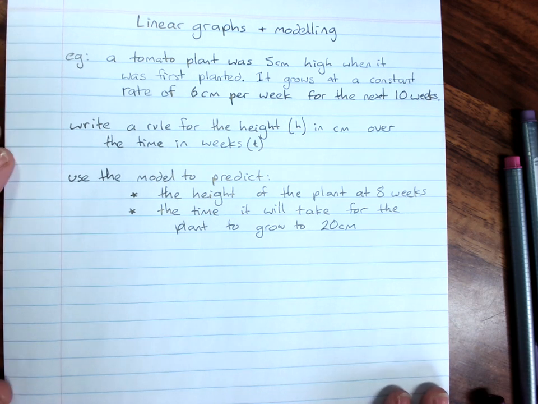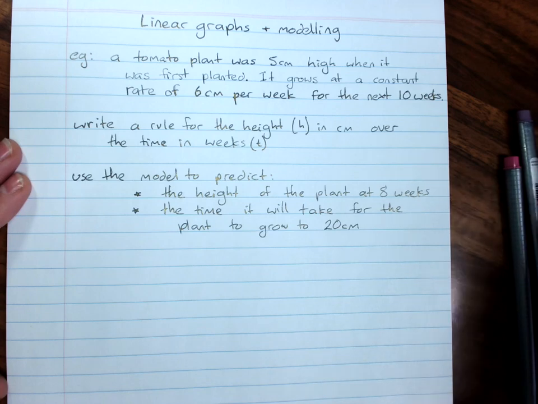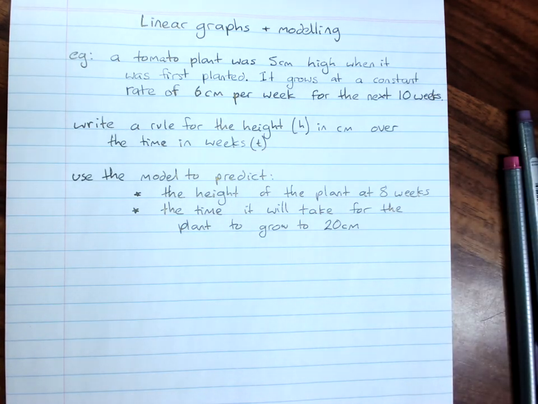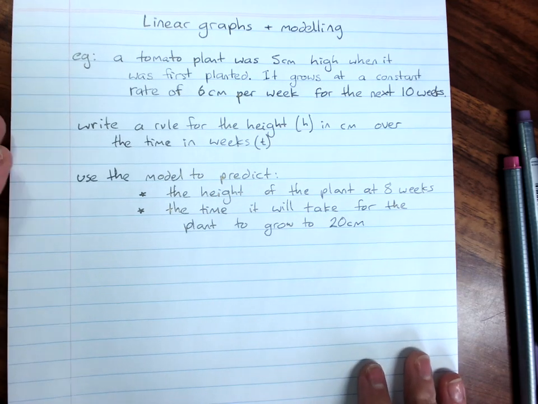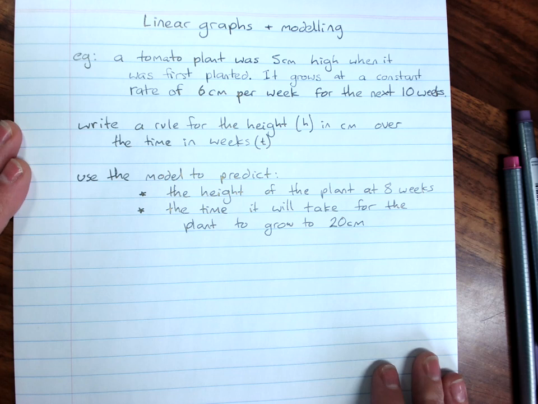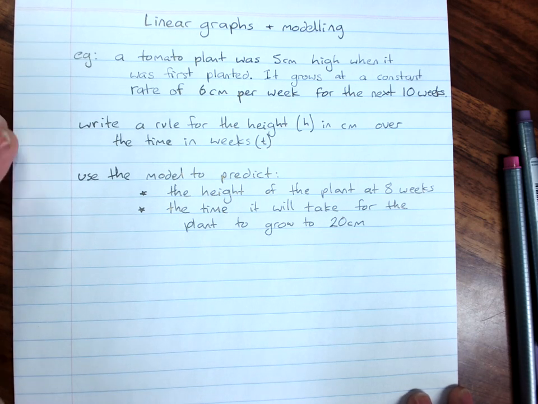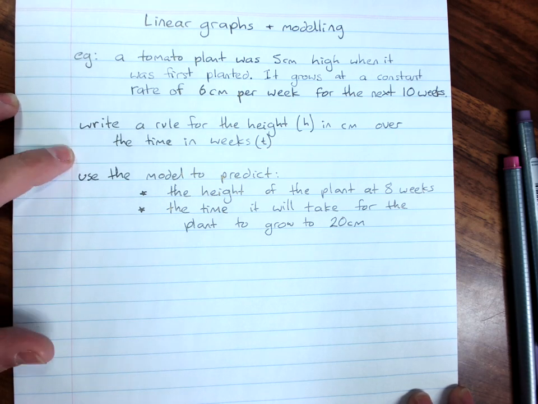Linear graphs and modelling. This is looking at using linear graphs, including our graphics calculator, for real-life scenarios and making predictions. So for example, a tomato plant was 5 centimetres high when it was first planted. It grows at a constant rate of 6 centimetres per week for the next 10 weeks. Write a rule for the height in centimetres over the time in weeks.